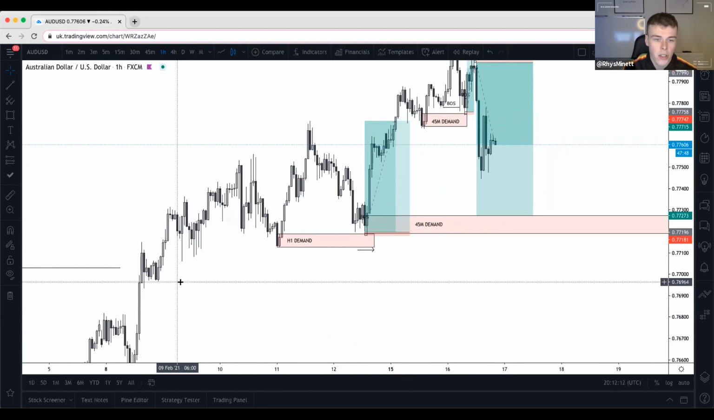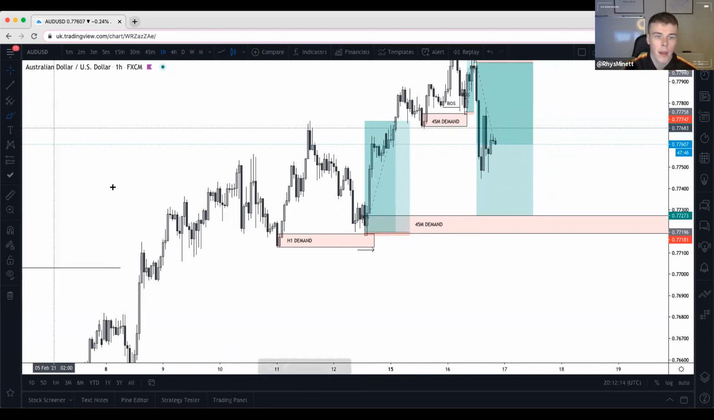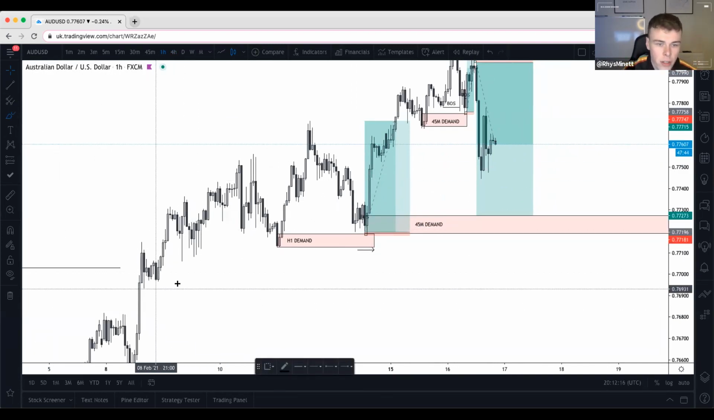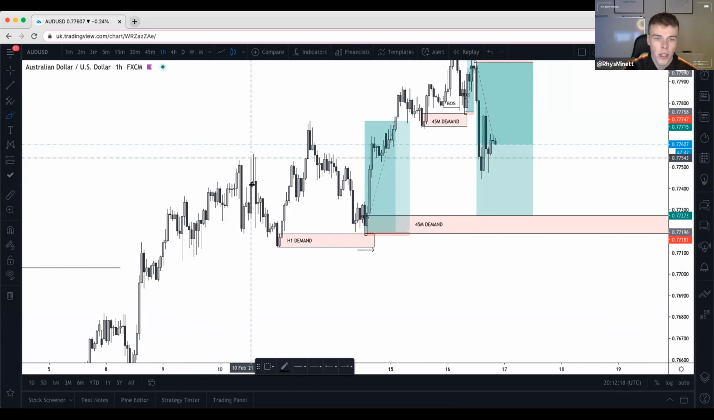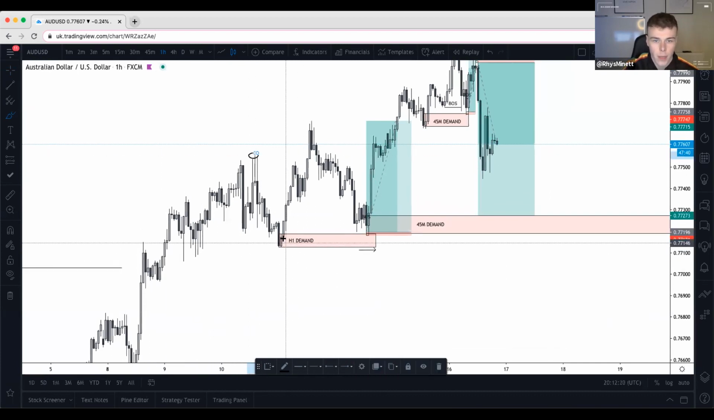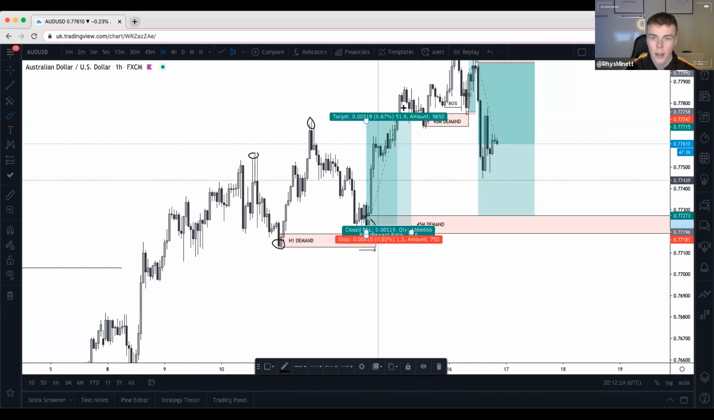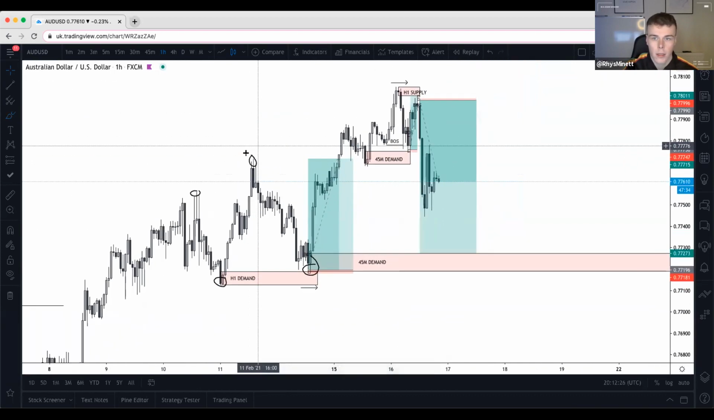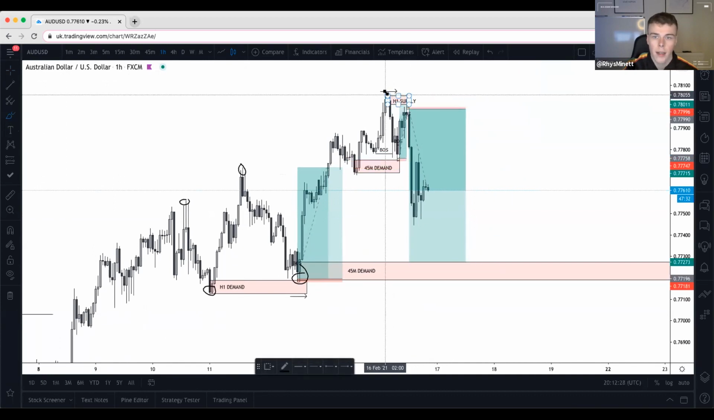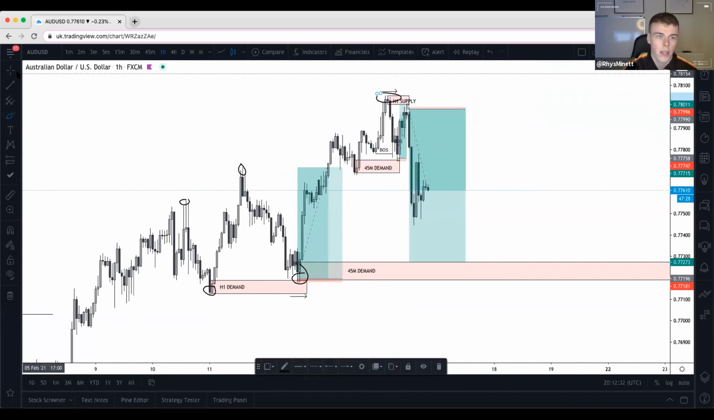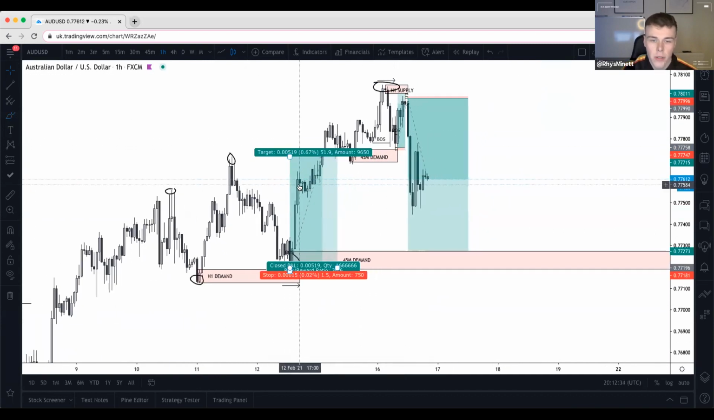So once we're understanding structure, let me just get my pen up, cool. Once we're understanding structure, what we can clearly see, price is pushing up, higher high, higher low, higher high, higher low, and then we've made a higher high all the way up here. So that's the higher time frame structure.